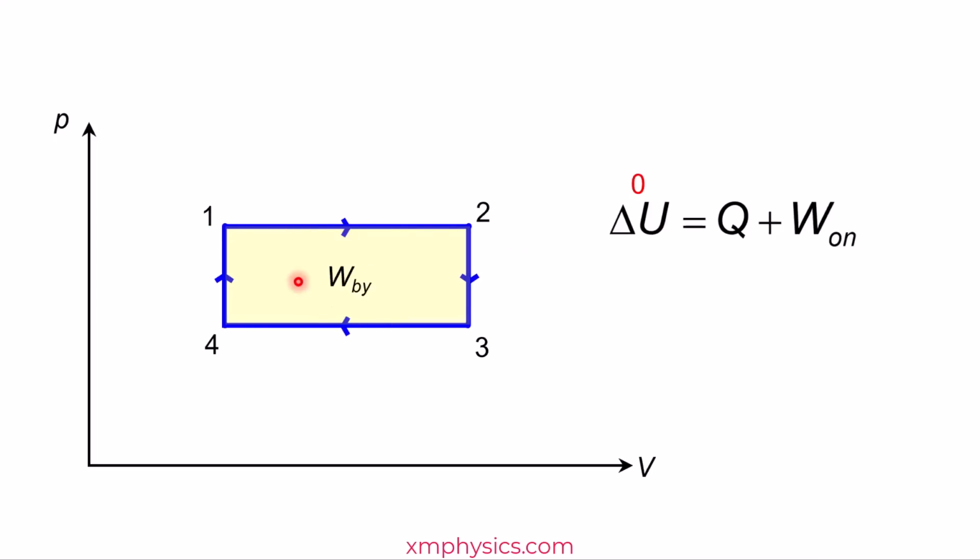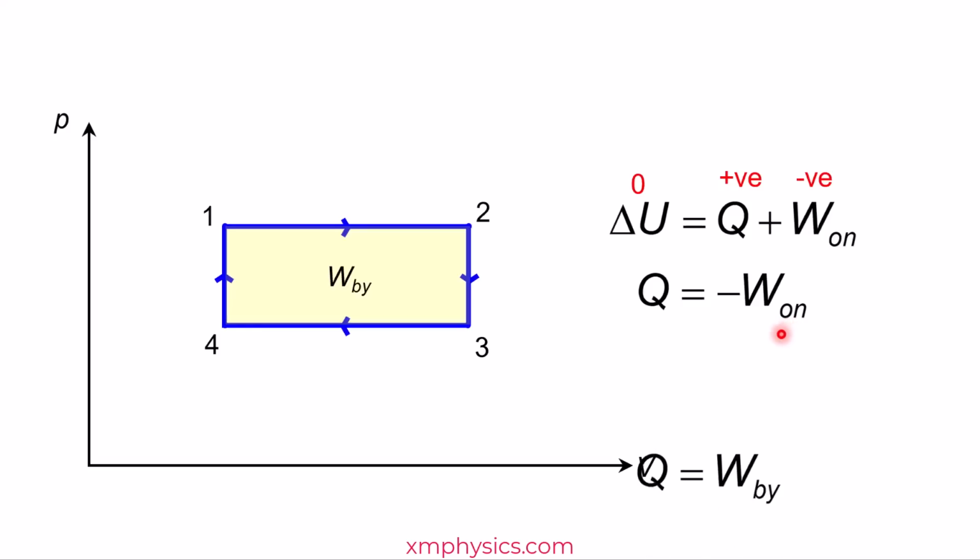For this particular cyclic process, we have concluded that net work done is by the gas. So net work done on the gas will be negative. So if delta U is 0 and work done on the gas is negative, Q must be positive. In fact, because delta U is 0, we can write Q to be negative work done on the gas.